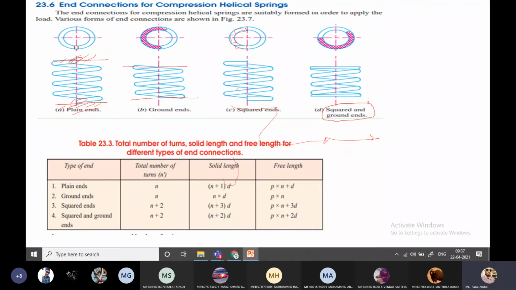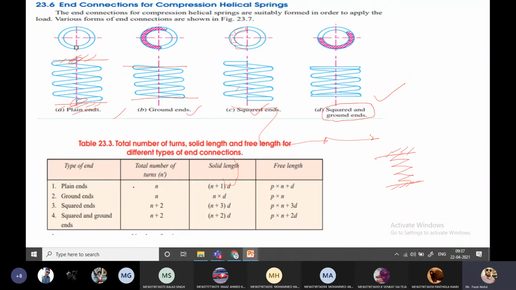If the question mentions a particular end condition, then we have to go with that. If the question is not mentioned particularly, then we blindly go with squared and grounded end conditions. Okay, so these end conditions are mainly used for accommodation with the surface, whether it is simply sitting or not. For this accommodation of the spring, the end conditions are provided.